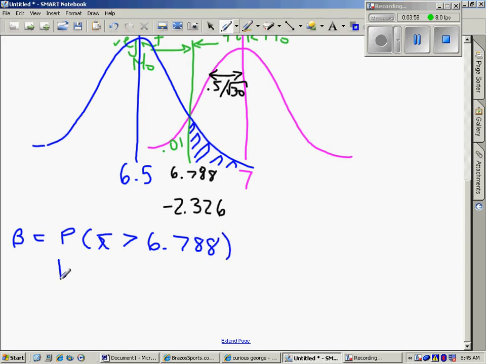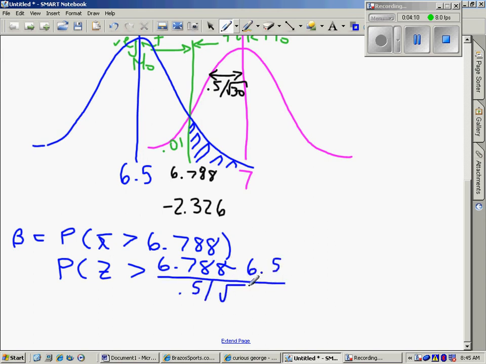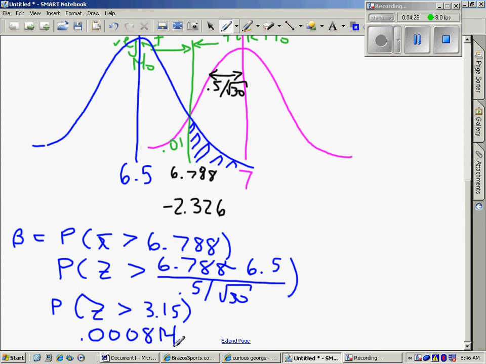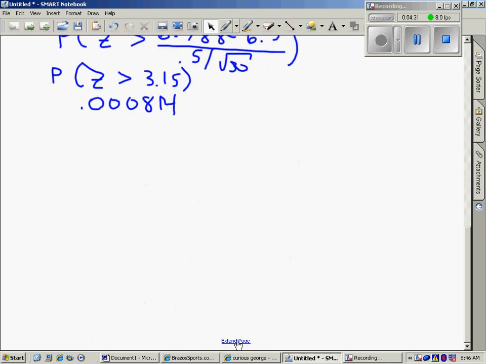All right, so now I standardize that. That's Z is greater than 6.788. Watch your round off error. You should have all those numbers in your calculator, minus the new true blue mu over the same old standard deviation divided by the square root of 30. That's beta, 0.00814.